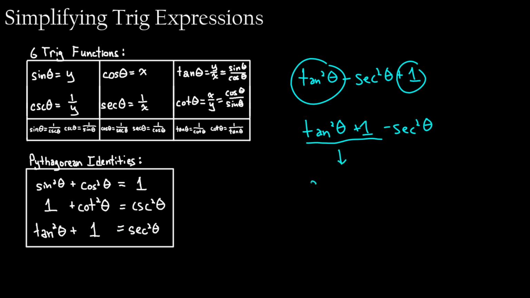So let's go ahead and substitute. This becomes secant squared theta minus, and then we'll drop that guy down, secant squared theta. And what is secant squared theta minus secant squared theta? Well, anything minus itself is equal to 0. There you go. So tangent squared theta minus secant squared theta plus 1 actually happens to be 0.